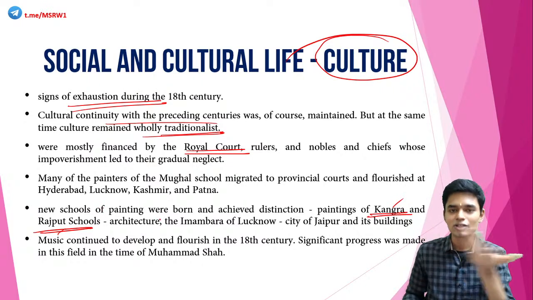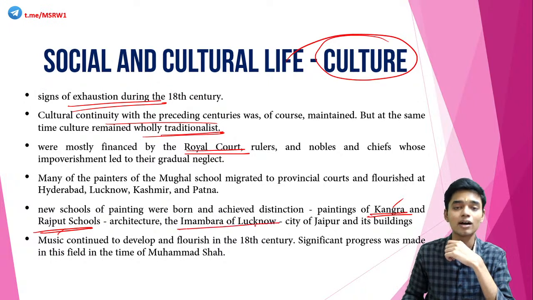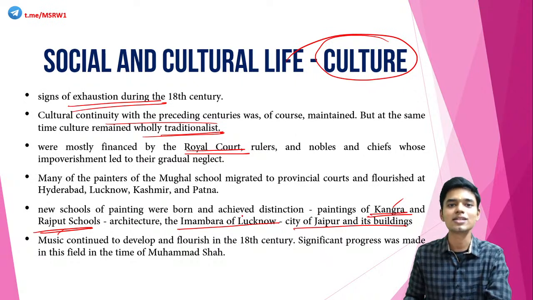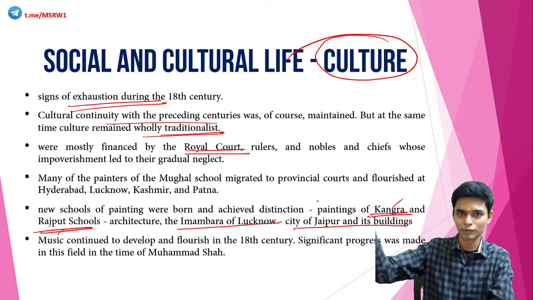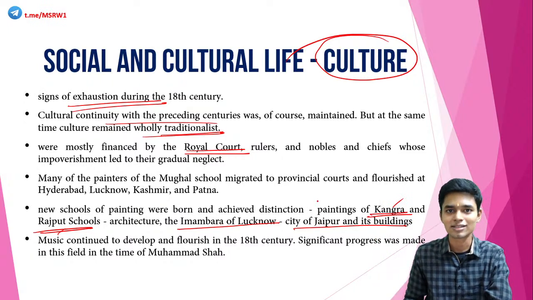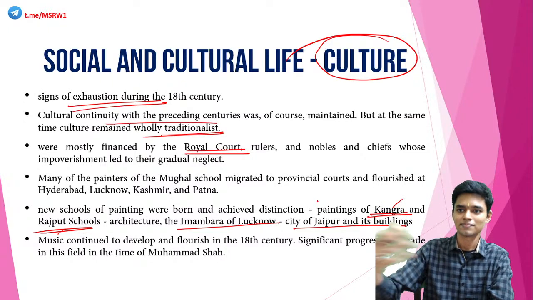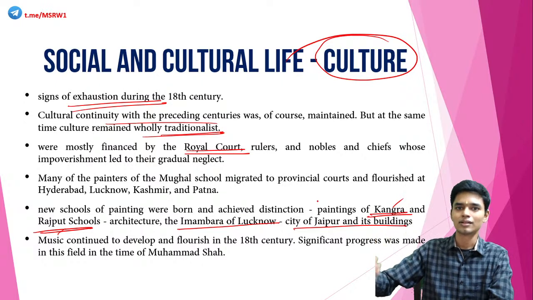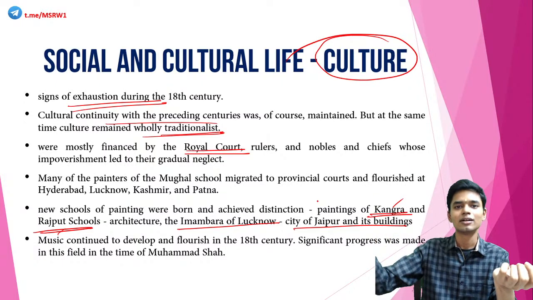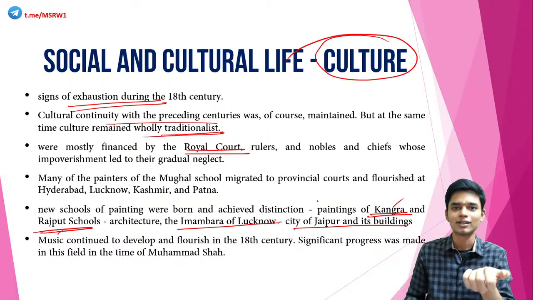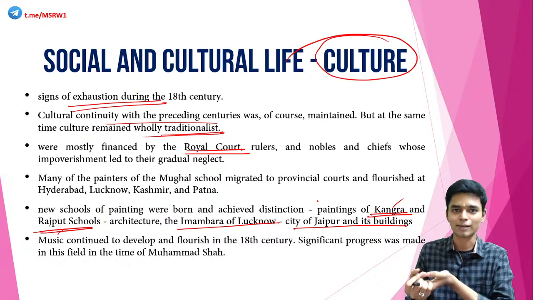Similarly, architecture also started to flourish. For example, the Imambara of Lucknow, the city of Jaipur and its buildings. Raja Sawai Jai Singh built the city of Jaipur, the Pink City. If you have seen the beautiful architectural styles in Jaipur, you can see the newborn cultural synthesis between the Rajput region and the Mughals and the Islamic culture, etc. The Hawa Mahal, for example.